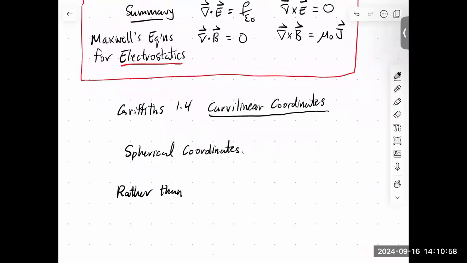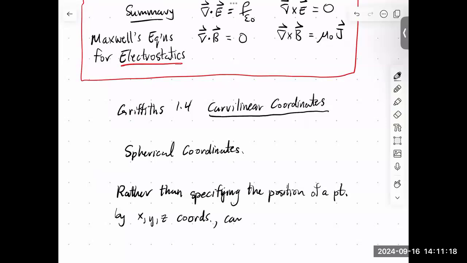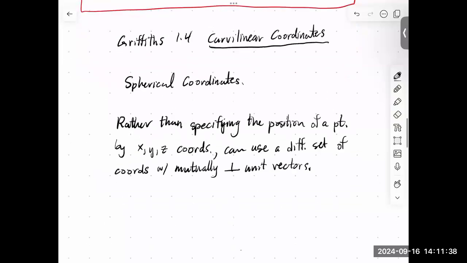So rather than specifying the position of a point by x, y, z coordinates, we can use a different set of coordinates with mutually perpendicular unit vectors. Okay, so one such system is the spherical coordinate system.